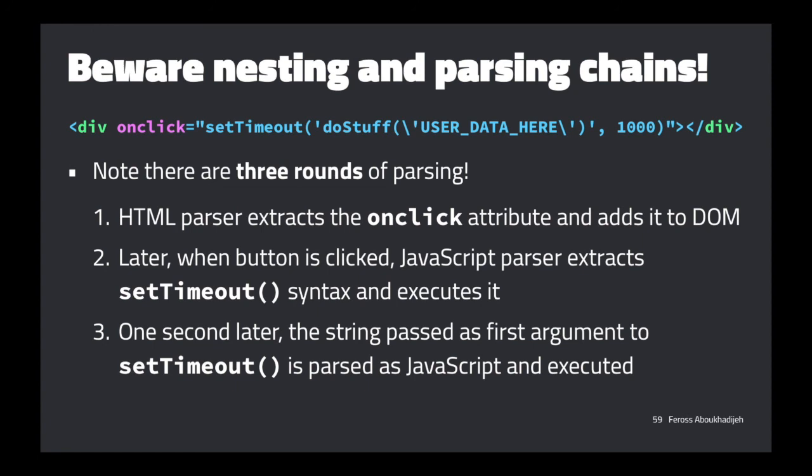Basically, the browser's going to do this. It's going to pull the onclick attribute value out and treat that as a string, attach it to the DOM node, and then later, when somebody clicks on this div, it's going to say, that's a string that I need to now turn into JavaScript. And so it's going to parse it as JavaScript, and then it's going to see, they called set timeout. Okay, cool. So it'll start a timer, and the timer is set to run the function in 1 second. And the parameter to set timeout is also itself a string.